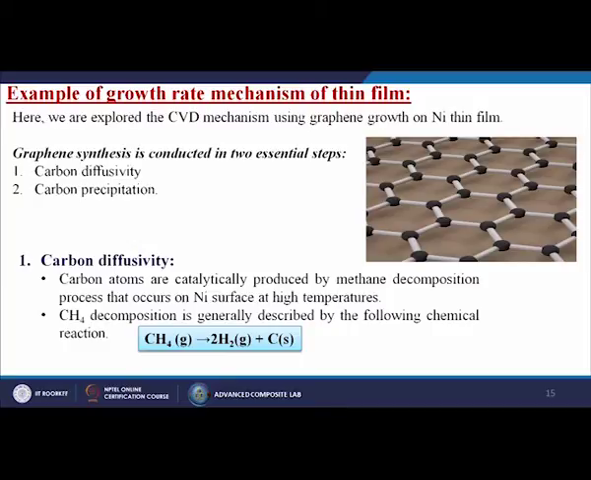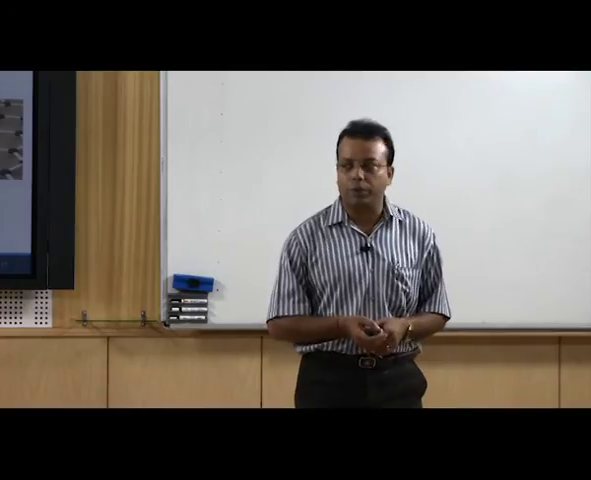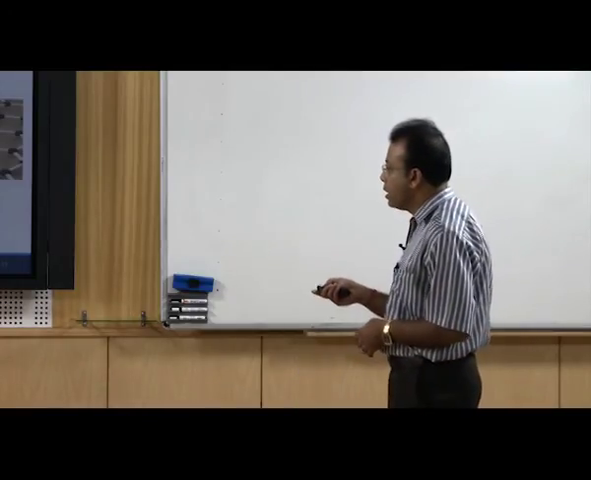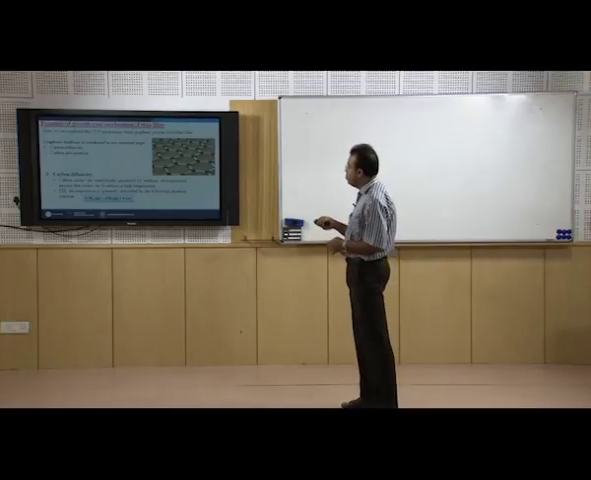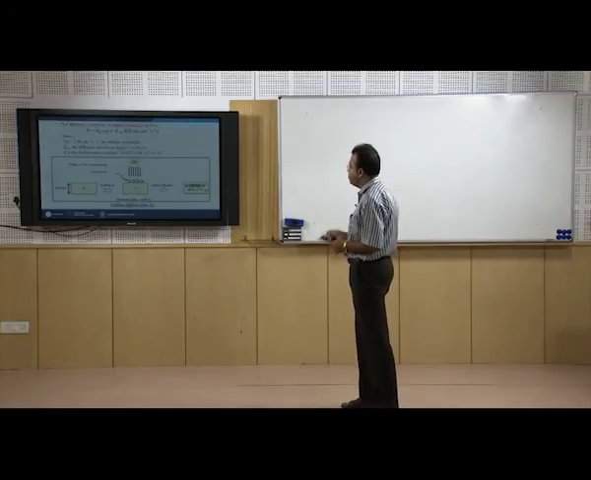Methane decomposition is generally described by the following chemical reaction: methane in the gas form is divided into hydrogen and carbon. That carbon creates a kind of layer, which then forms the graphene.